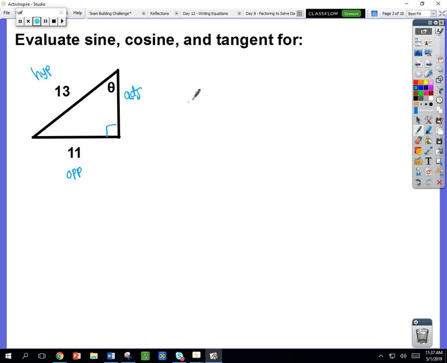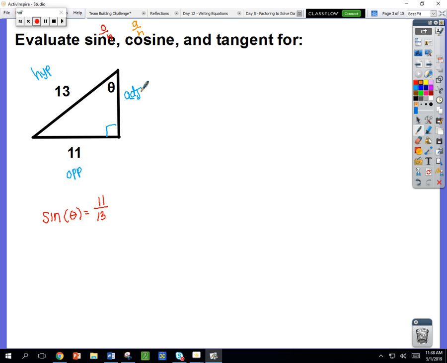So when I'm doing this, sine uses opposite and hypotenuse, so I can do that one. Sine is O over H. So sine of theta is opposite, which is 11, over hypotenuse, which is 13. Cosine uses adjacent, because that's A over H.